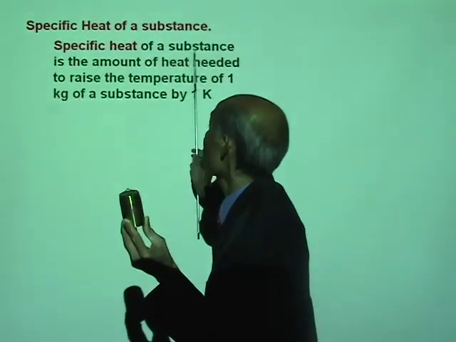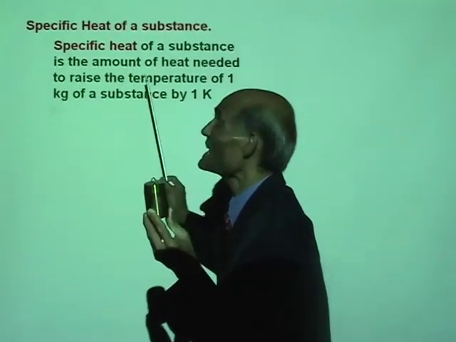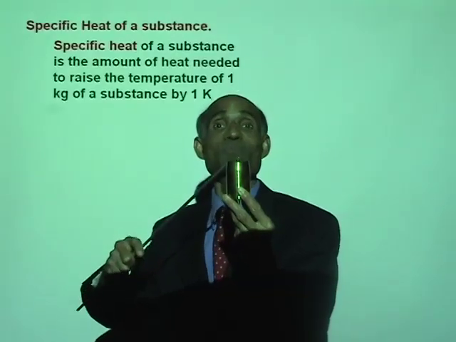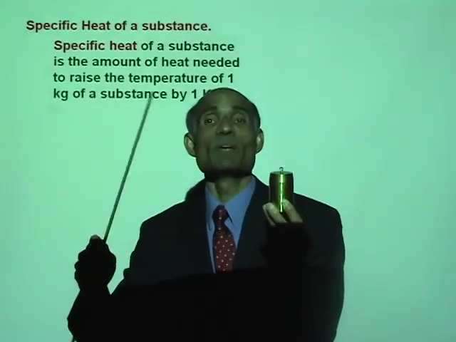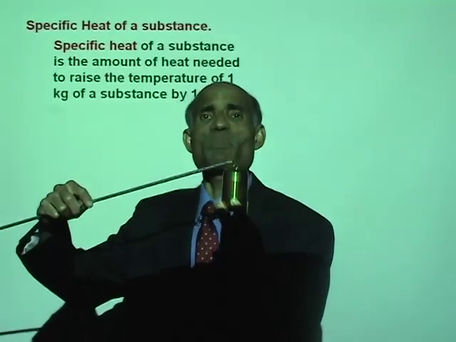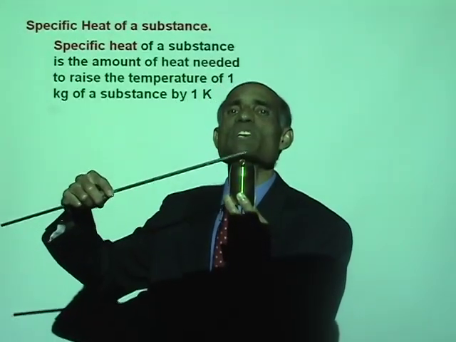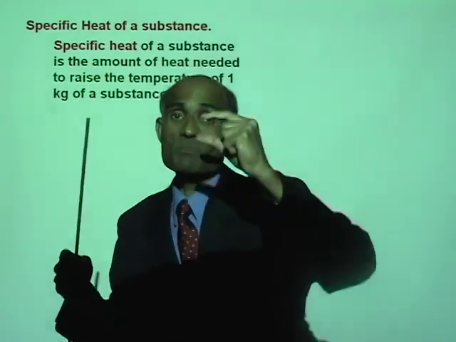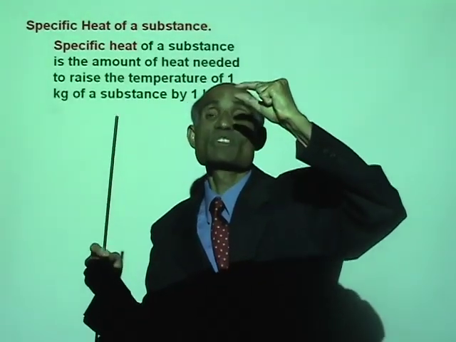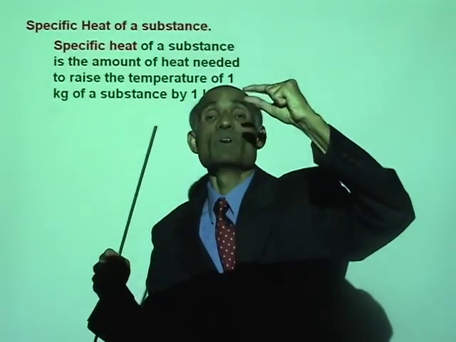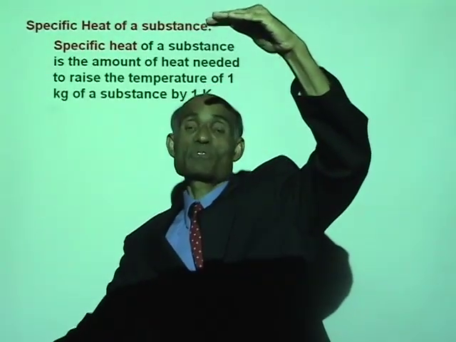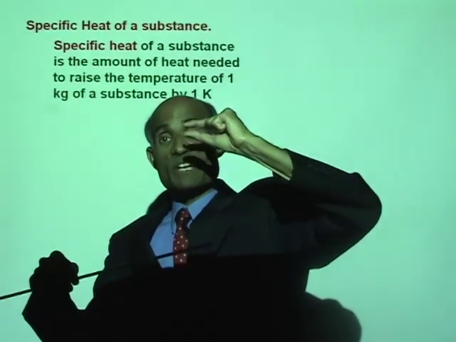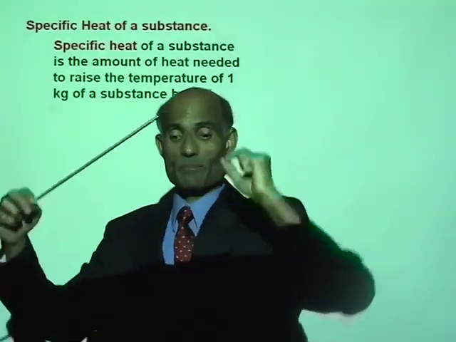Specific heat of a substance is the amount of heat needed to raise the temperature of 1 kilogram of the substance by 1 Kelvin. Now remember, raising the temperature by 1 Kelvin and raising it by 1 degree Celsius are exactly the same, because the temperature difference in Celsius and Kelvin are the same. The only way they differ is the beginning, where they start. Otherwise, their temperature differences are both the same.